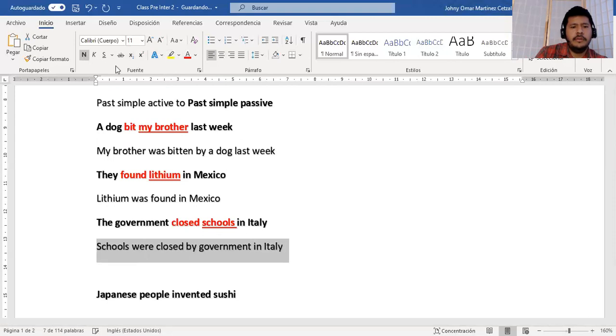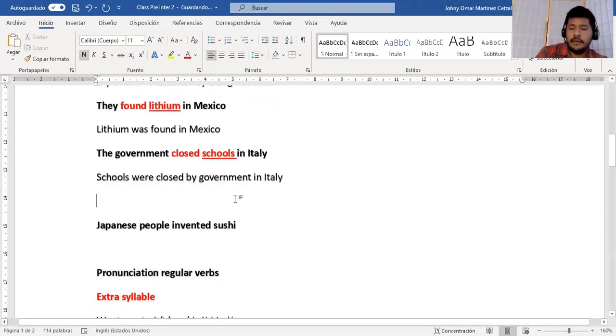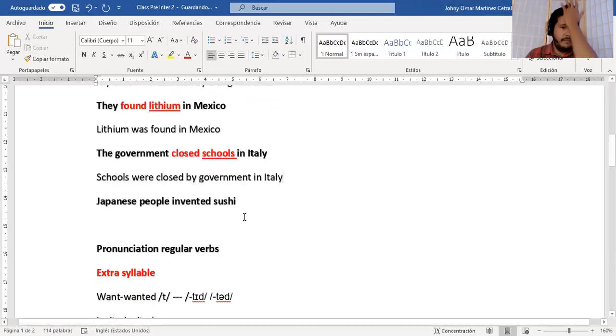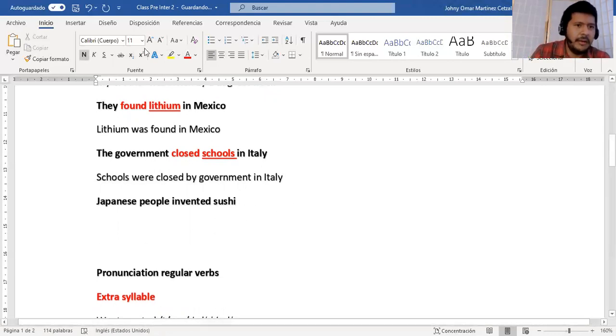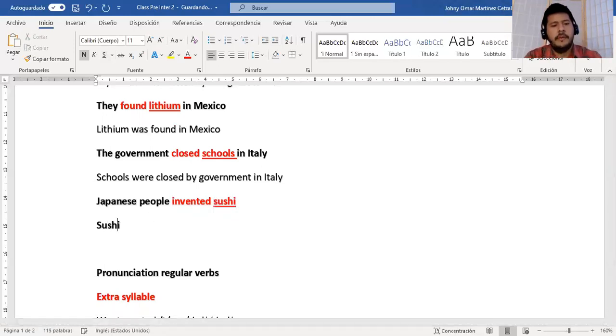Let me change. The final sentence, Japanese people invented sushi. I just created this one. I don't know if they did it, but probably, right? So the same thing, we have sushi, we have invented. And what is your object? Sushi. Okay, so there we go. Sushi was invented by Japanese people. This is important, okay? We don't really know where.